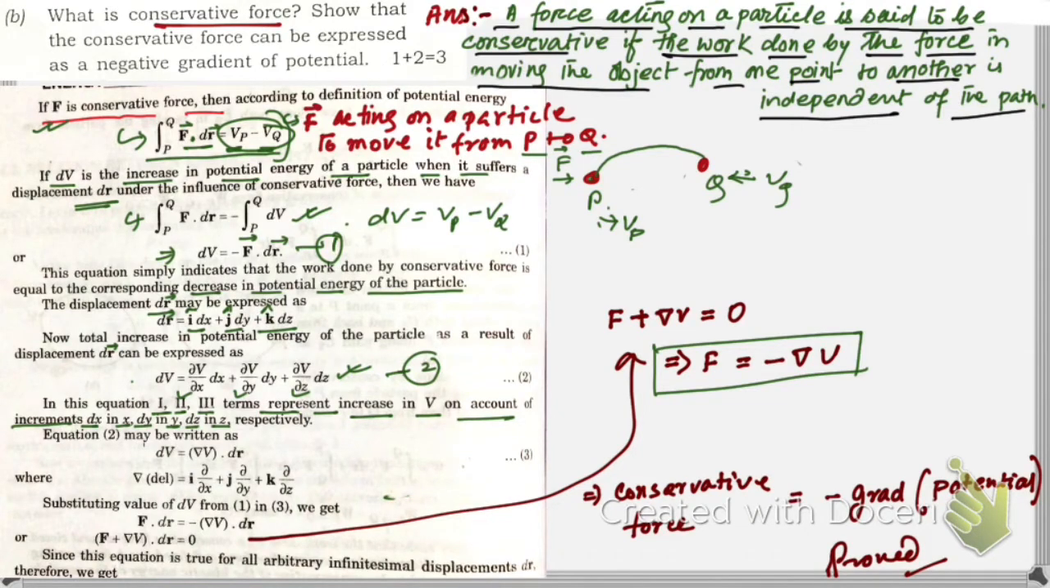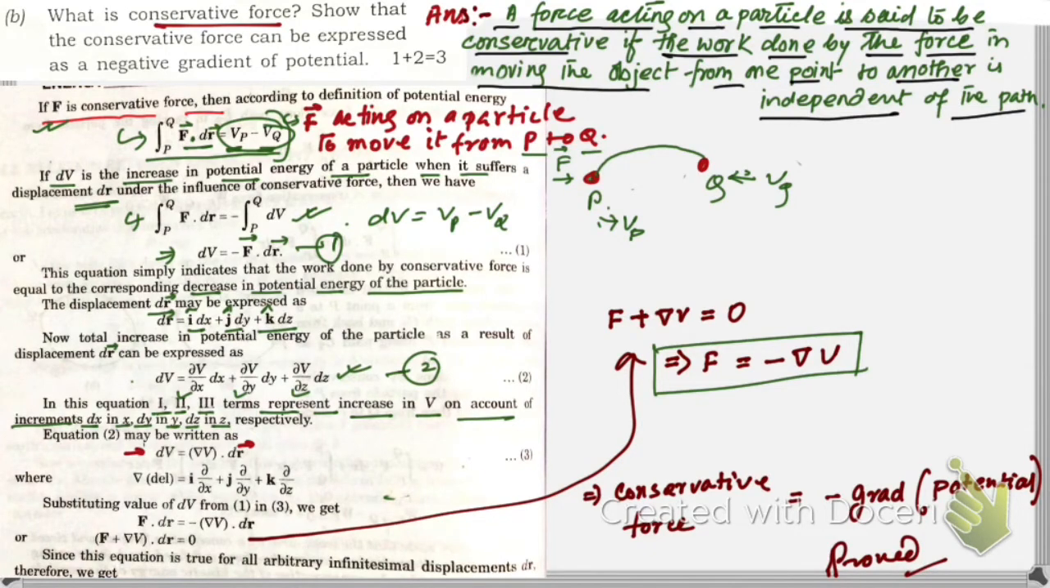So now you see, dV can be written as del v dot dr, right? Del is the del operator: i cap del by del x, j cap del by del y, k cap del by del z. So I hope you have understood this. I hope you know about the del operator, right?